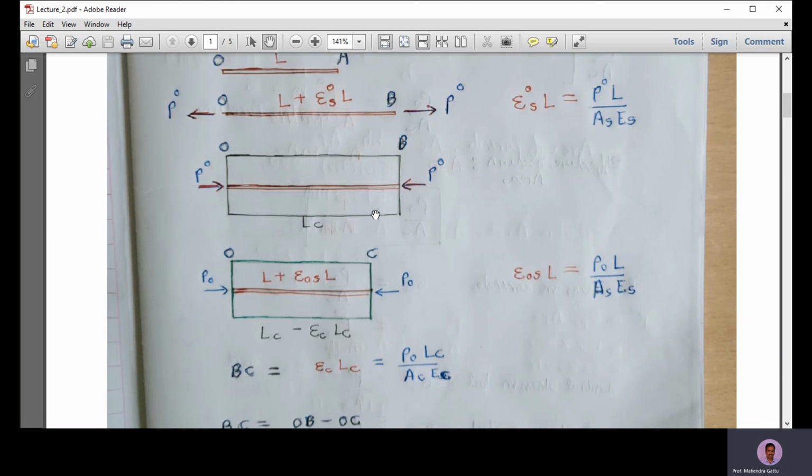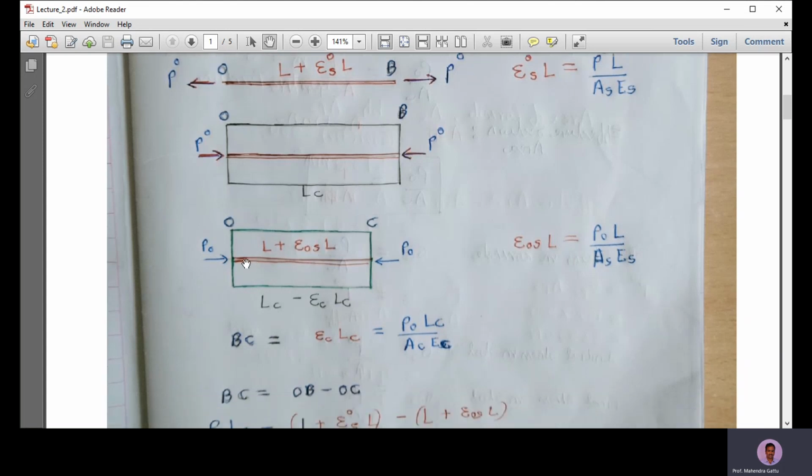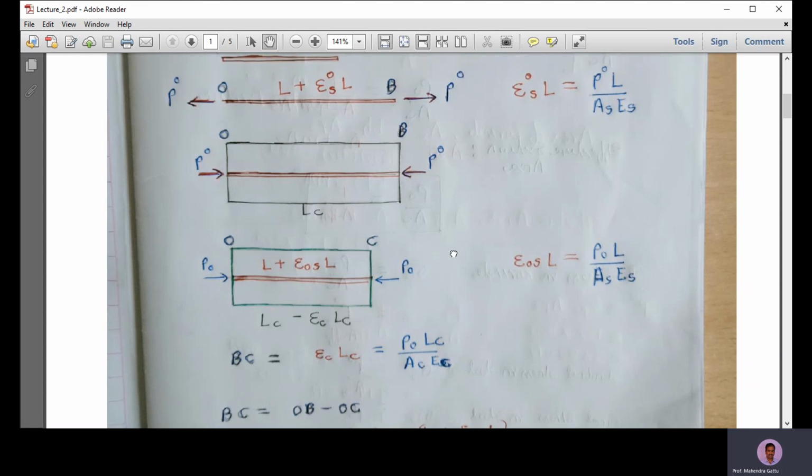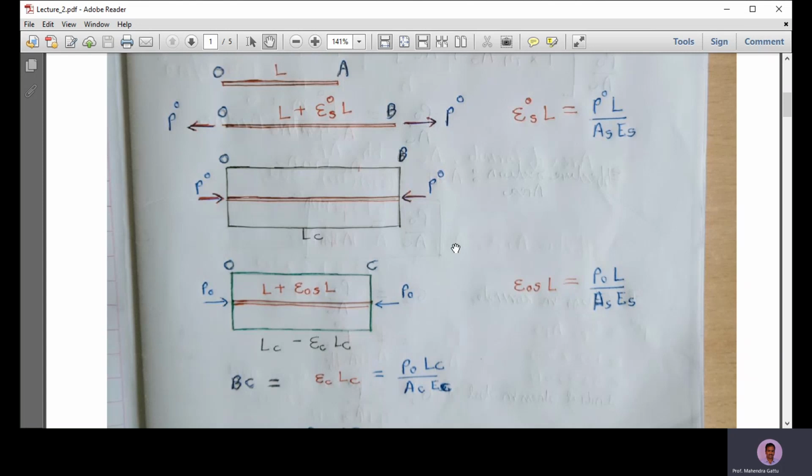It will shrink by a small amount, and this is the final state of the composite system. In this state, the bar has a tensile force P naught, and the compressive force in the concrete is also P naught. Both are balancing each other. We want to find what this P naught force is, which is the compressive force in the concrete or the tensile force in this bar. To do that, we'll look at the displacements.